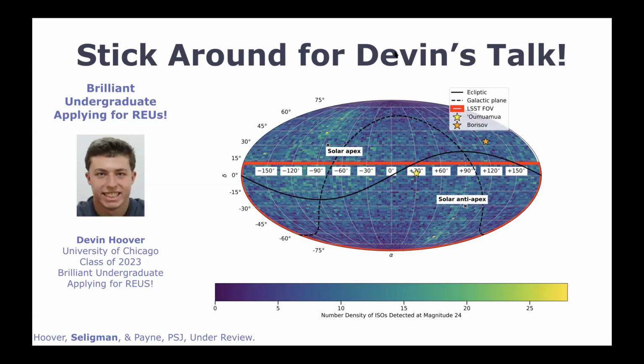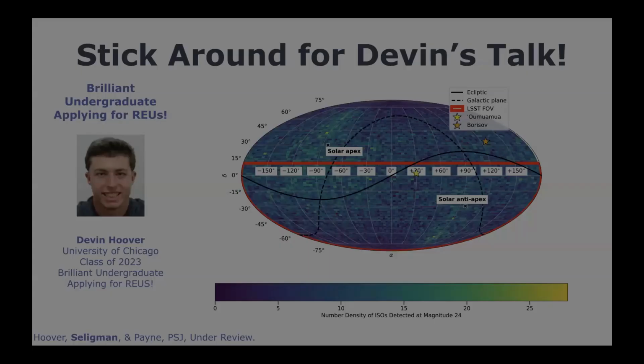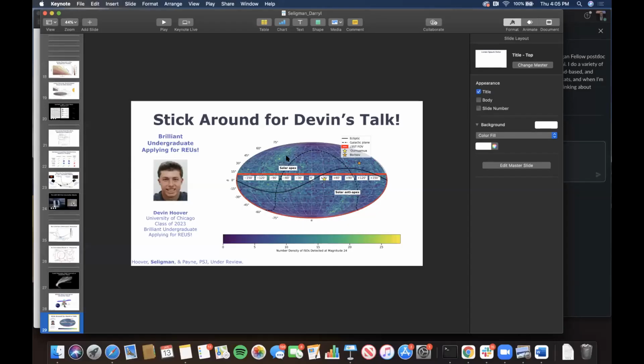Thanks so much, Darryl. That's fascinating. Mark asks, I assume there are no issues with the required abundances of these ices to form an object like Oumuamua.